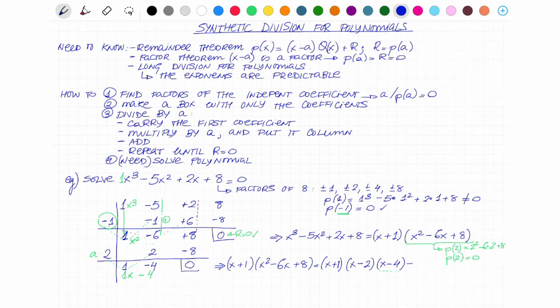Well, now if all of this is 0, getting x is very easy because it's just solving these three linears. x needs to be -1, 2, or 4. Now we solve it, we've got our result, we box it so it's tidy, and we're done.